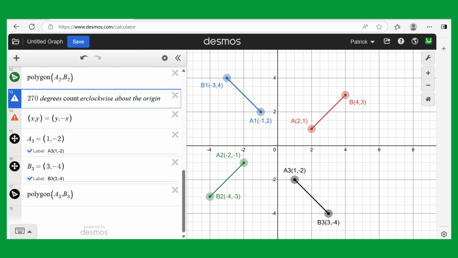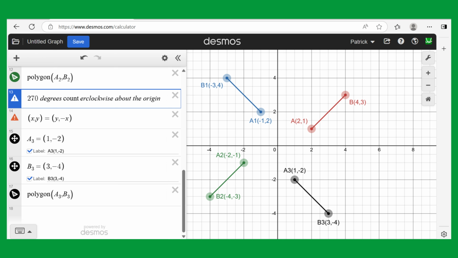Next, 270 degrees counterclockwise rotation. This is the same as a 90 degrees clockwise rotation, but we will stick with the counterclockwise interpretation. The rule is, (x, y) becomes (y, -x). Apply it. Point A at (2, 1) becomes A' at (1, -2).